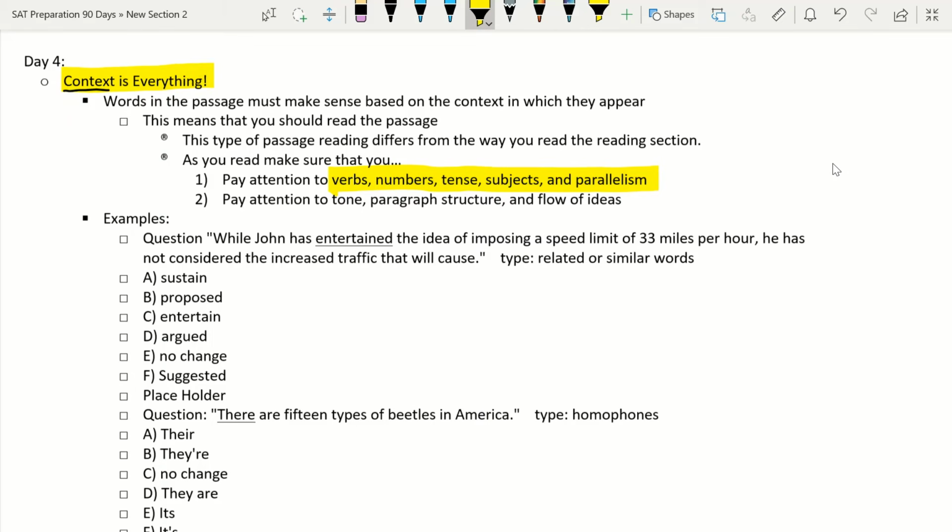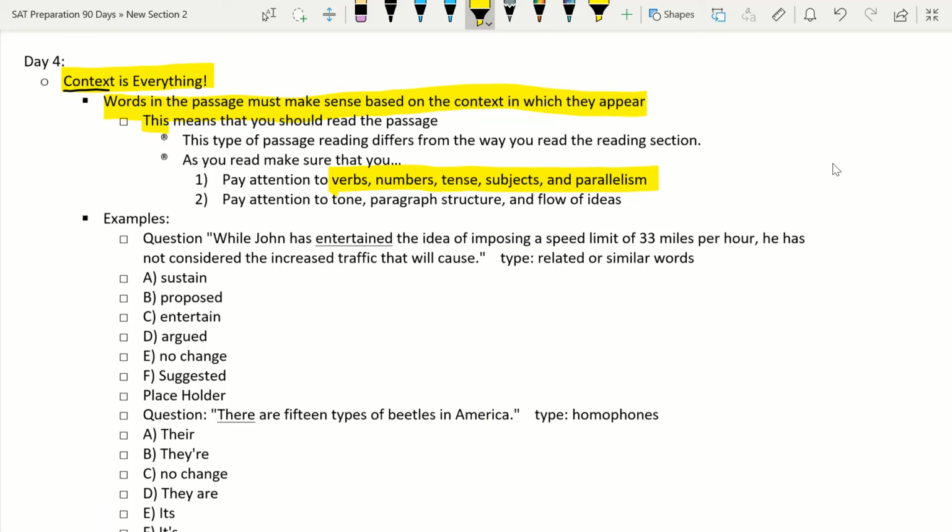So I'll start from my first bullet point and we'll go down. We've got context is everything. Words in the passage have to make sense based on the context in which they appear. For the SAT writing section, there are a lot of times where you're going to have to decide whether or not a word should be changed, or whether or not the correct word is being used, right?